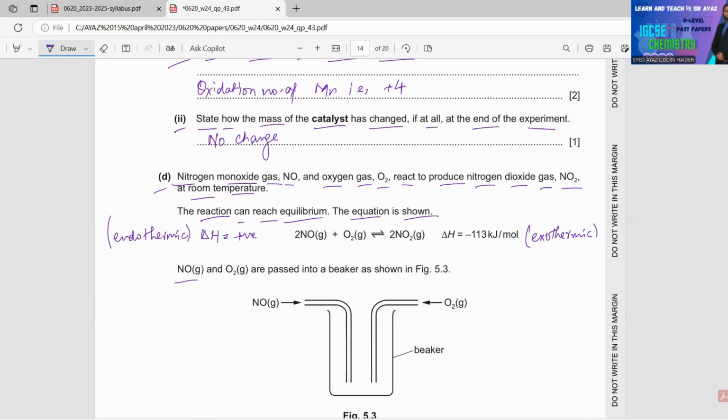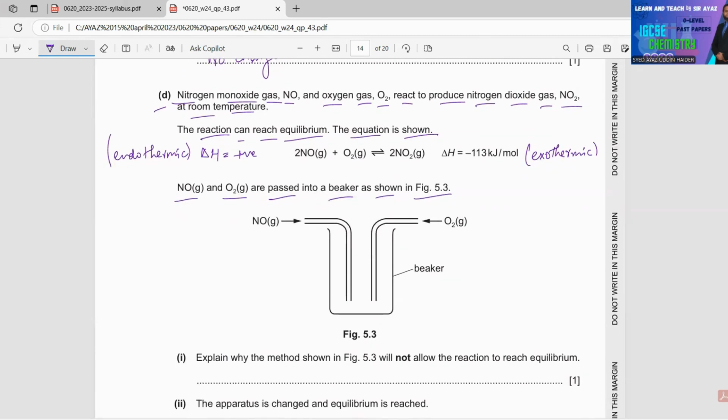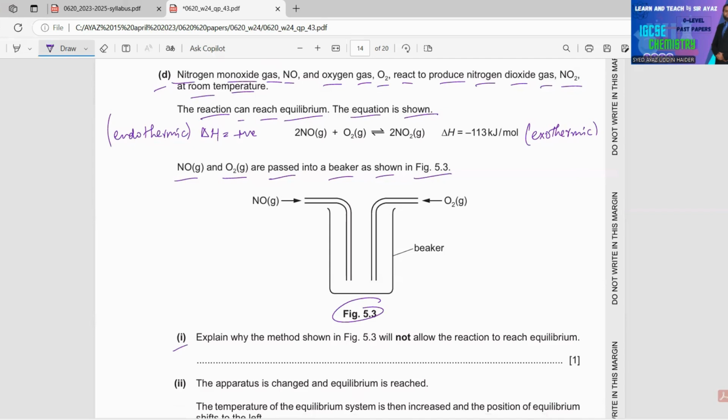NO gas and O2 gas are passed into a beaker as shown in figure 5.3. Here's a beaker. 1. Explain why the method shown in figure 5.3 will not allow the reaction to reach equilibrium. Definitely, it's not a closed system, it's an open system.